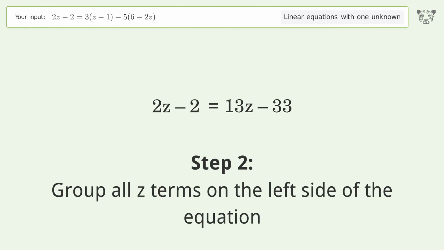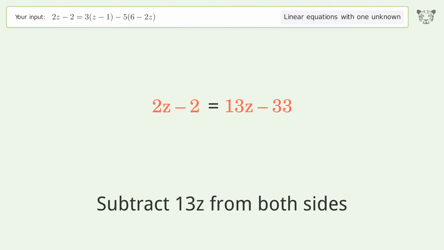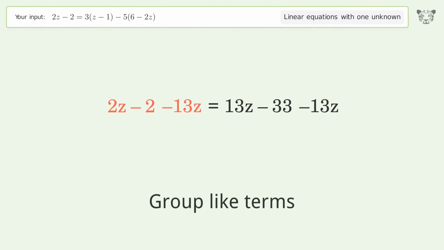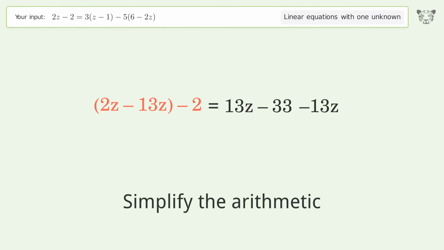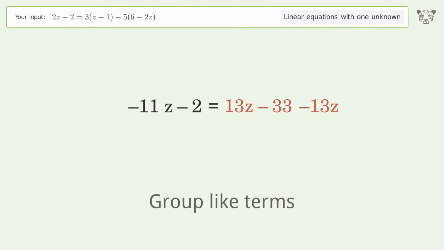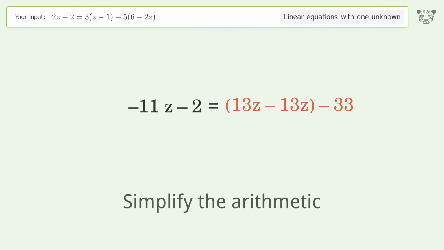Group all z terms on the left side of the equation. Subtract 13z from both sides. Group like terms. Simplify the arithmetic. Group like terms. Simplify the arithmetic.